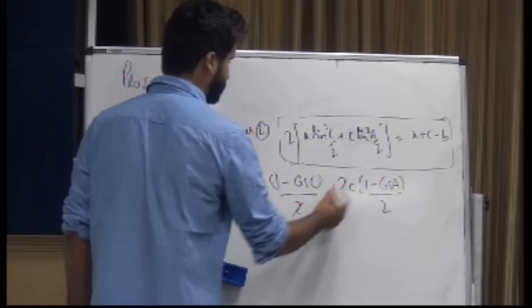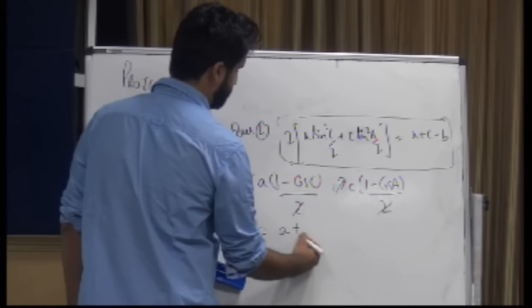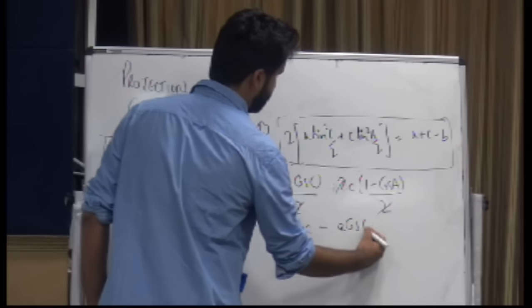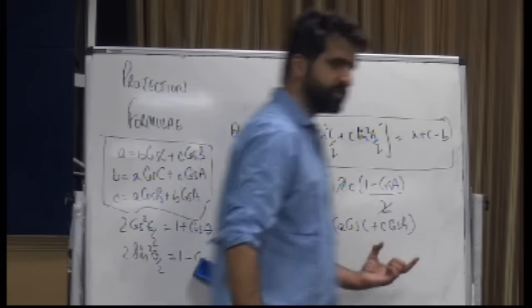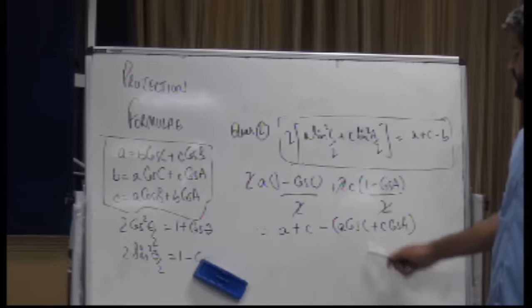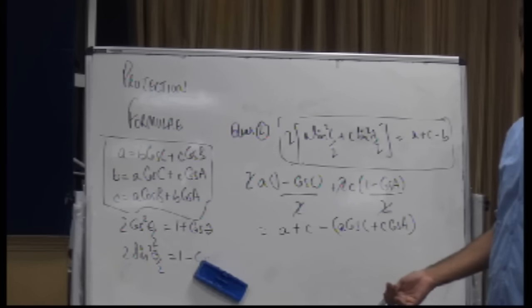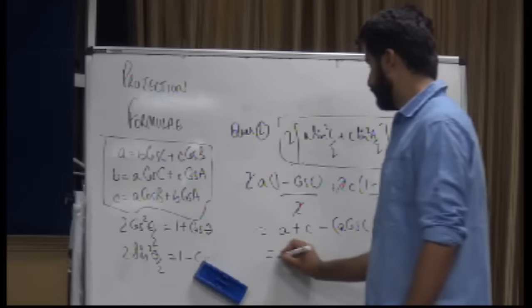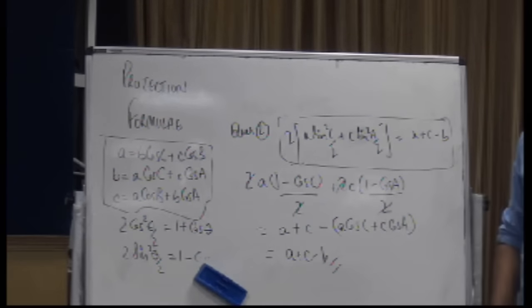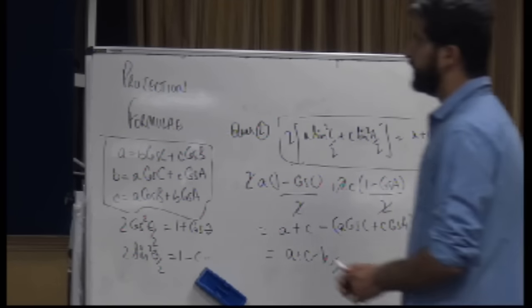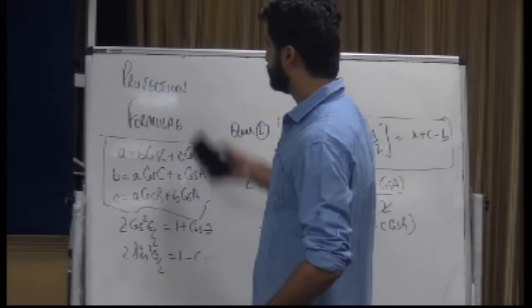So 2 cancel out. You get A plus C minus A cos C plus C cos A. So this is the projection formula actually. This is A cos C plus C cos A. This is equal to B. So therefore this will be equal to A plus C minus B, hence proved. Okay. So let's see the question on screen which was asked. So question is B, this is actually B square I think.